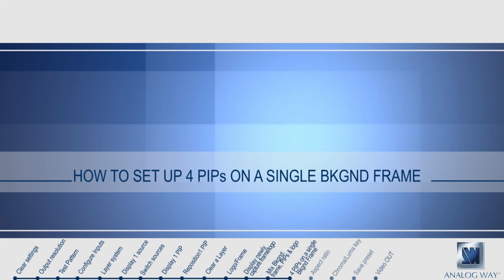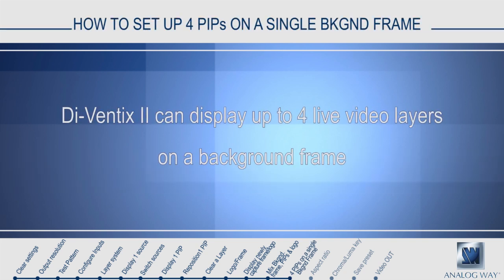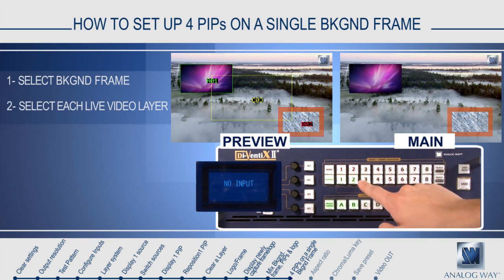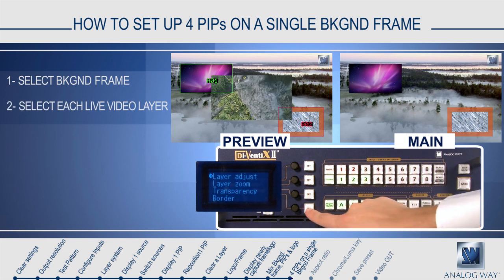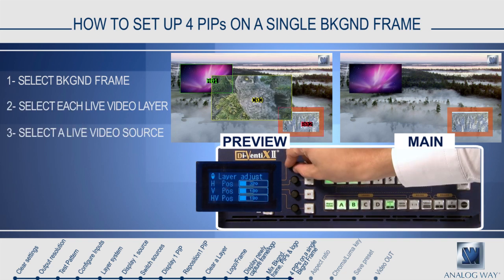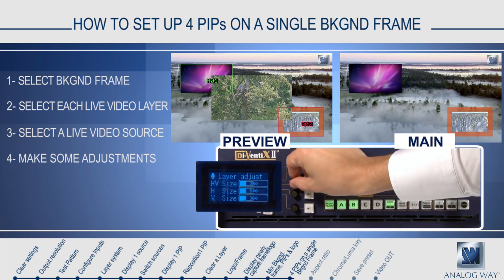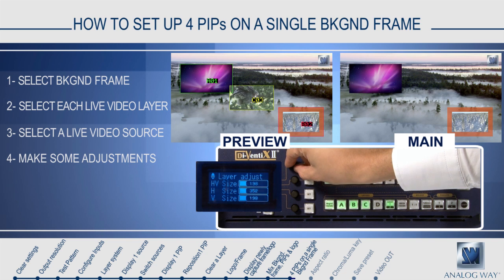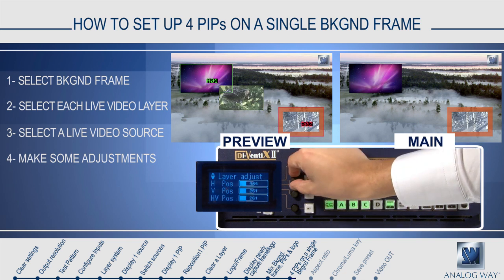How to set up 4 PIPs on a background frame. The DVentiX II can display up to 4 live video layers on a background frame. To start, select a background frame as previously described. Then, select each live video layer and select a live video source. You can make adjustments to the position of each layer by selecting each layer and then select Layer Adjust.